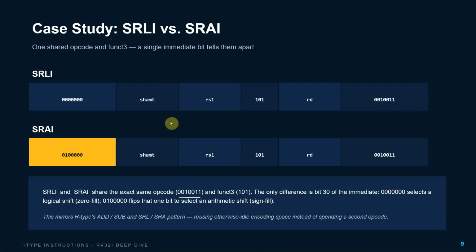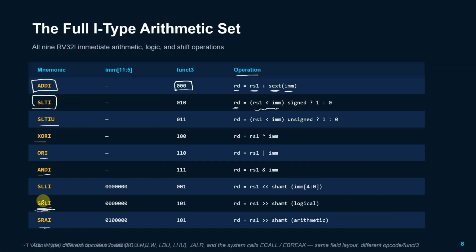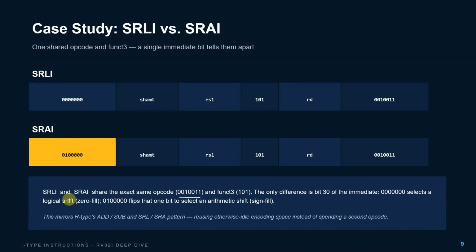If you can observe over here, in the case of my SRLI and SRAI, I'm going to have the same function 3 value, which is 101. So in SRLI I have 101, and in SRAI also I have 101. Both have the same function 3 value, but how are we going to differentiate between these two operations? By using the immediate value. So using this particular immediate value, we are going to differentiate between an SRLI instruction and an SRAI instruction. That is what is written over here.